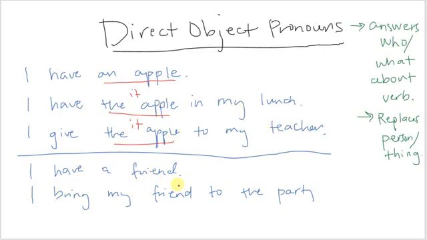Another example would be I have a friend. I bring my friend to the party. So who or what do I have? I have a friend. I don't want to repeat my friend because I know I have a friend. I don't want to say it over again. So I would say I bring her or him to the party. I have a friend. I bring her to the party. So the direct object is the friend. The direct object pronoun is what I use to replace a friend with in order to just say her and not repeat myself over and over again. So again, direct object answers who or what about the verb. The direct object pronoun replaces that who or what.